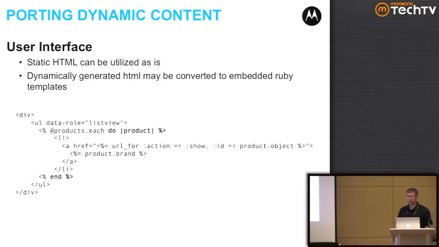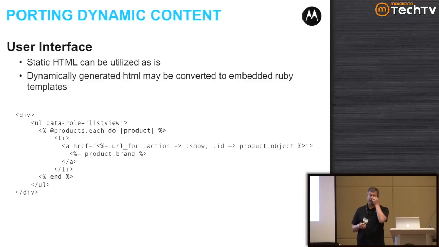So let's first talk about porting the user interface. We've already talked about the fact that you can utilize static HTML as is. Your static HTML you can drop into the public folder. Now, for dynamically generated HTML, what we would want you to do is take that and convert it to our embedded Ruby templates.